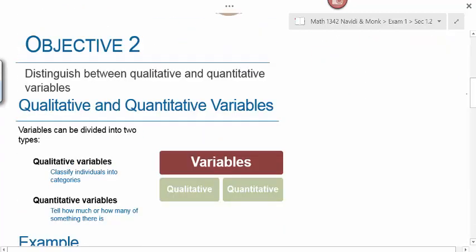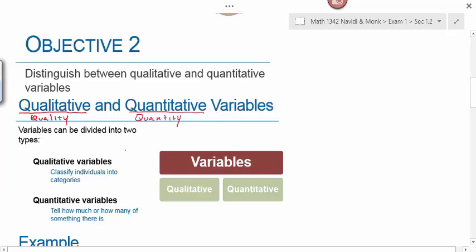Objective 2 is to distinguish between qualitative and quantitative variables. All variables can be classified as either qualitative or quantitative. For qualitative variables, you see the root word here, quality. Qualities are typically non-numeric in value. Things like favorite color, hair color, eye color, brand of car, brand of soft drink, things like that would be considered qualitative variables. Quantitative variables have the root word quantity.